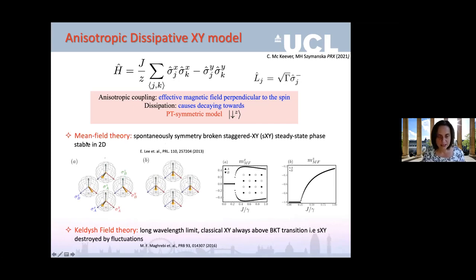It was predicted by mean field theory that this model gives rise to a spontaneously symmetry-breaking staggered steady-state phase. The spins will form two sublattices, A and B, and will arrange themselves at some angle to the sublattice, but in opposite directions. So you have this kind of staggered phase.